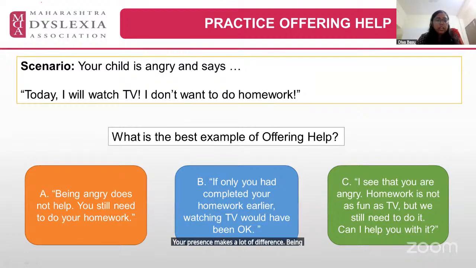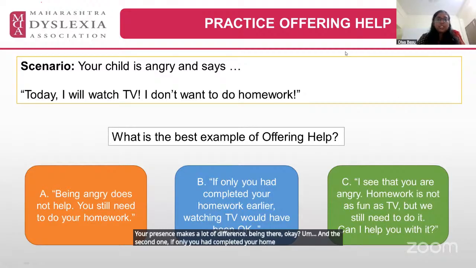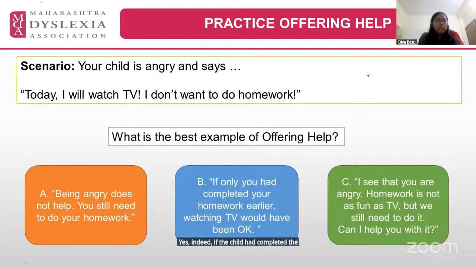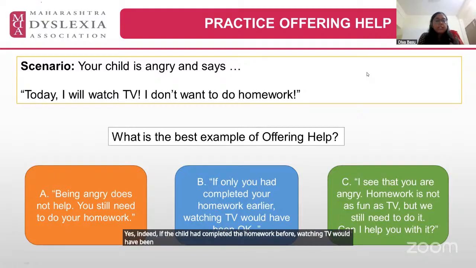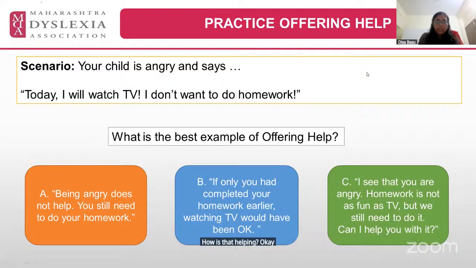Being there, okay? And the second one, if only you had completed your homework earlier. Now, this is a good solution, but you're jumping to the solution, you are not acknowledging the emotions over here. Yes, indeed. If the child had completed the homework before, watching TV would have been okay. But here the emotion is not acknowledged. You are just jumping to the solution. How is that helping? Okay, so that's not helpful.